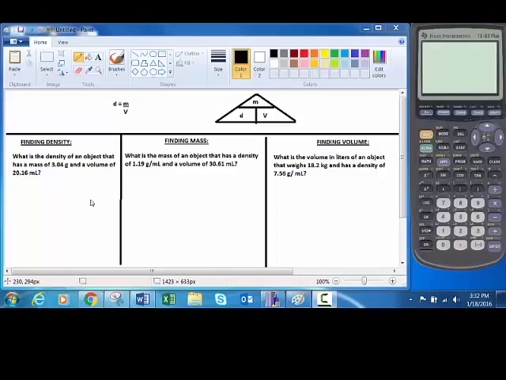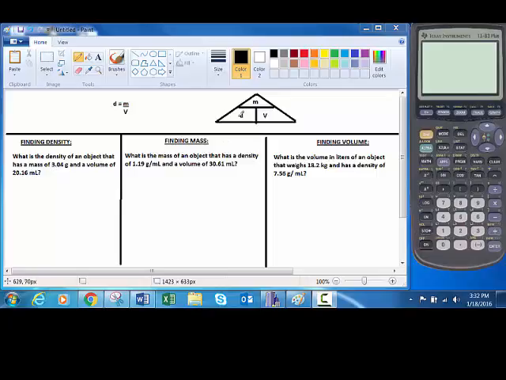In this video, we will be discussing how to use the density equation to find density, mass, and volume. The density equation states that density is equal to mass divided by volume. We can rewrite this density equation inside a triangle to help us more easily see how to use this equation to find the three different variables.